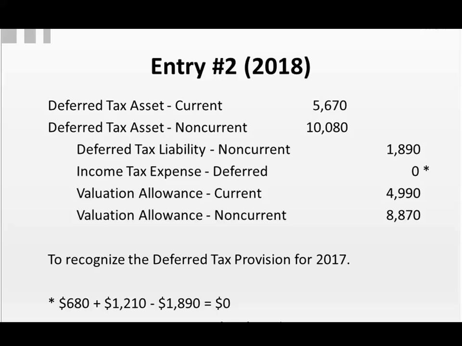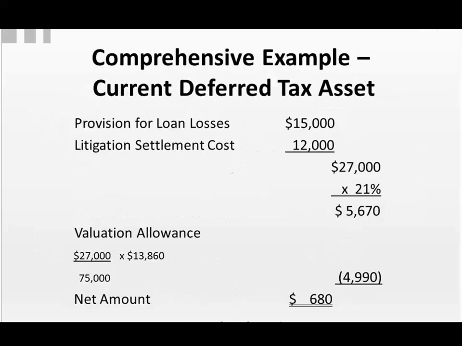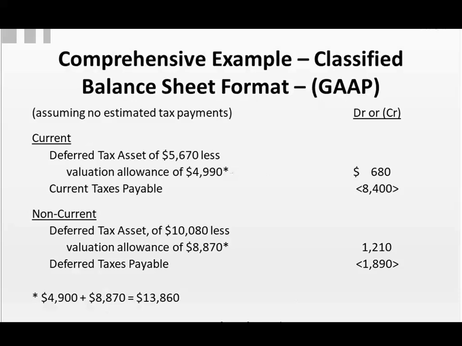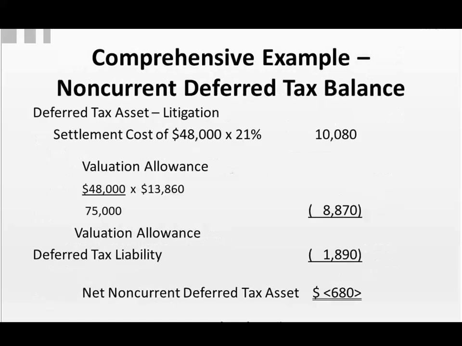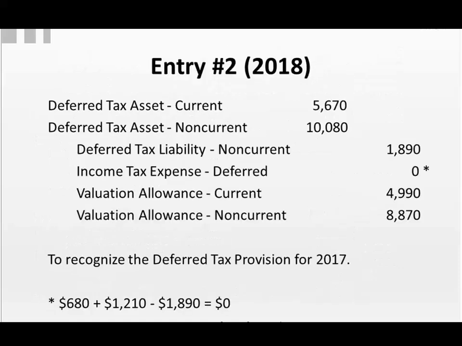And just to prove it, I would take the 680, that's the net amount. Let's go back. The 680 and the 1,210 less the deferred tax liability. 680 plus the 1,210 minus the 1,890 gives me 0. Okay? So, it's really the same thinking process, which is what you should learn today. And that's the deal on FASB 109. It's a very comprehensive example. I hope you stayed with me on both of the situations.